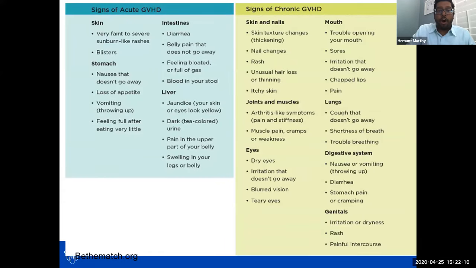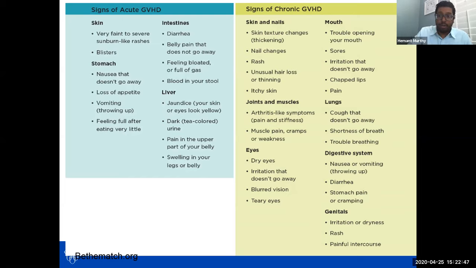There are different organ systems involved. In acute graft versus host disease, it is pretty much limited to skin, GI tract, and liver. Those are really the main organs involved with acute graft versus host disease. And again, we worry about this for about 100 days. After 100 days, you can develop chronic graft versus host disease. And that's the green panel.